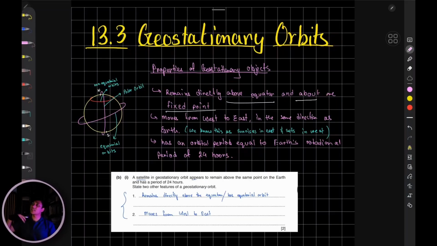So let's say I'm transmitting any information to the satellite. Let's say I want the satellite to observe the weather, and I want the satellite to transmit that information to me.